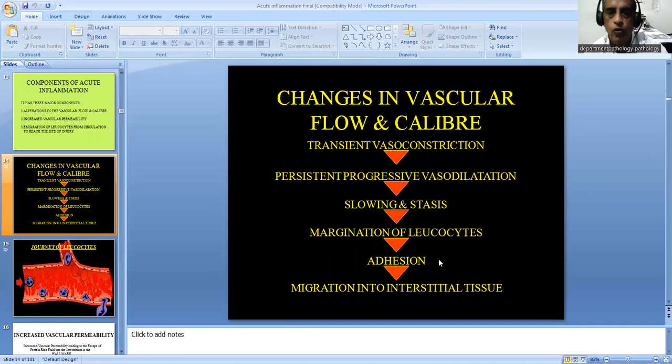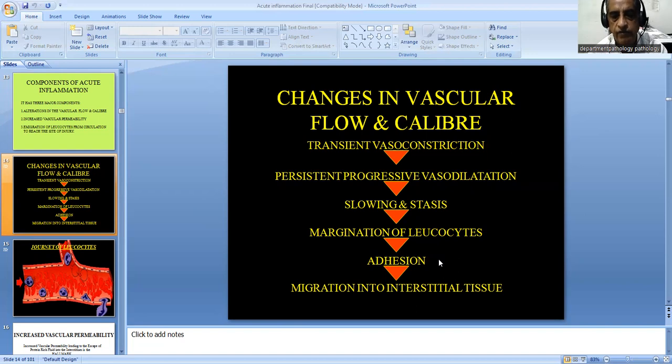Now, changes in vascular flow and caliber proceed in a very systematic manner. First of all, there is transient vasoconstriction. The vascular system, the arterioles, the capillaries, all constrict in that area initially just for a second or two. And then this is followed by persistent progressive vasodilatation, PPV. What does that do? It increases the caliber and the flow. So there is flow of excessive blood in that area. So what happens? There is slowing of the blood flow and ultimately stasis.